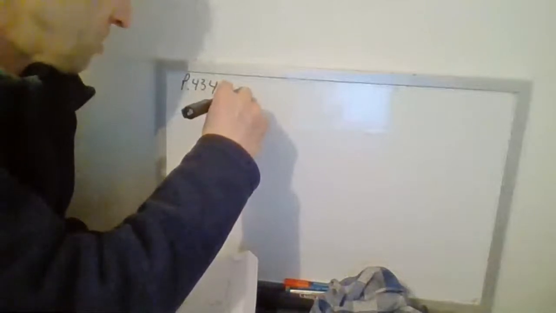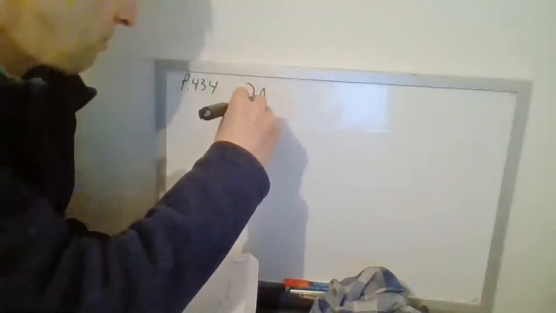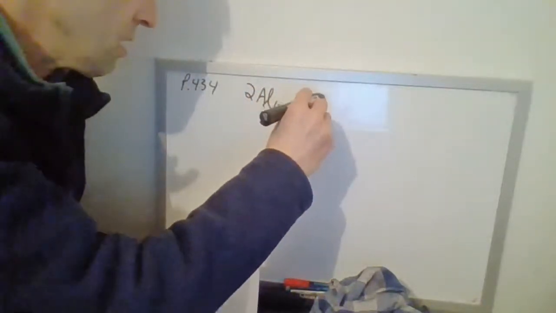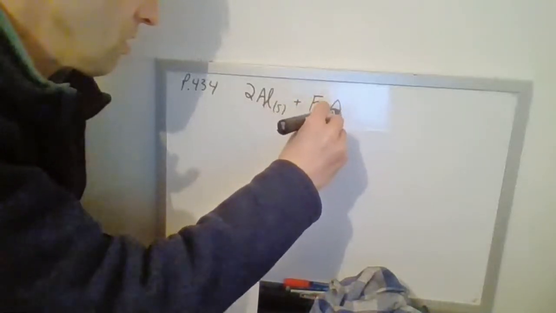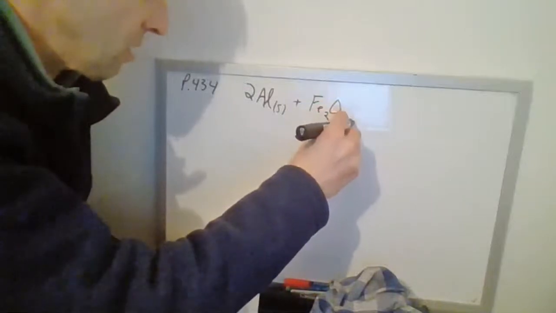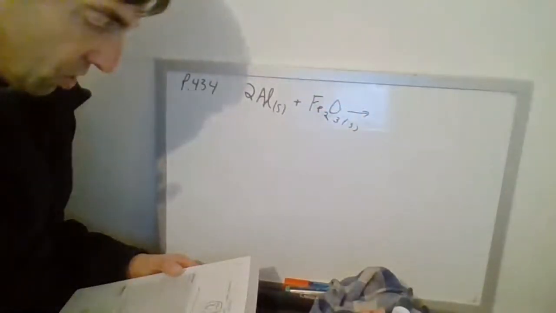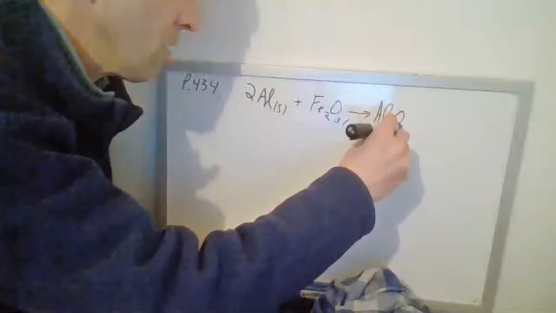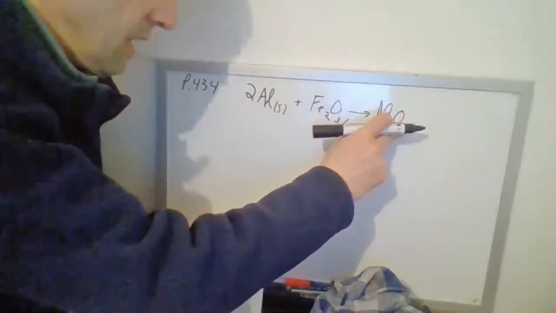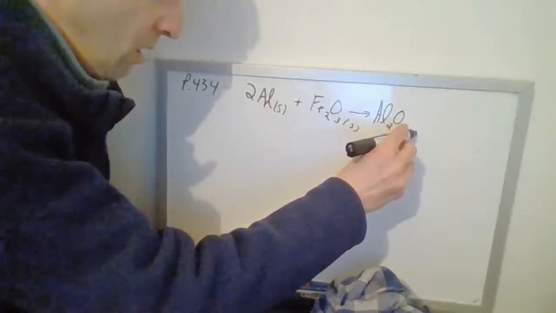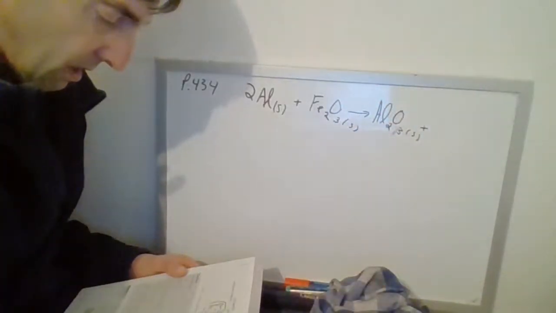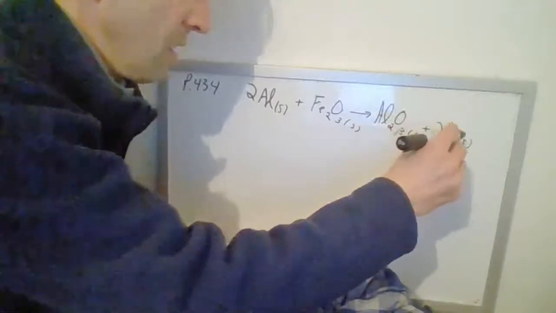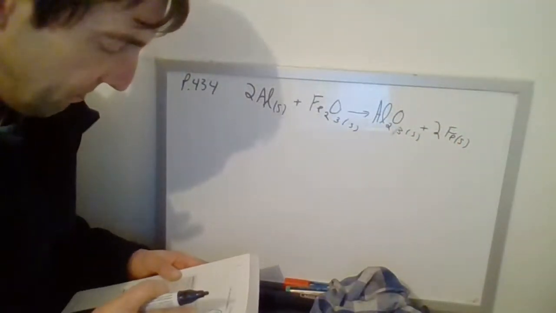Okay, so we got this. It's 2Al, and I'm going to write the phase, that's solid, plus Fe2O3, which is also solid. I think they're all solid. Goes to Al2O3, which is a solid, plus 2Fe. Okay, they're all solids. All right, you didn't have to do that at all. Neither did I. But now I know. Okay, they're just all solid phase stuff.